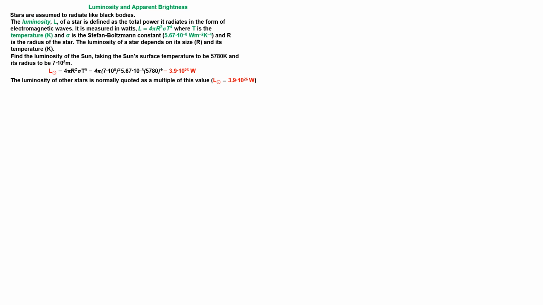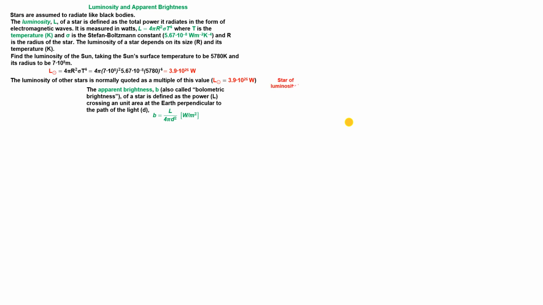What we actually measure on the Earth with a telescope is not luminosity, but a different quantity called the apparent brightness of a star. The apparent brightness of a star is defined as the power crossing a unit area at the Earth perpendicular to the path of the light. Thus, the equation for the apparent brightness of a light source is given by the luminosity divided by the surface area of a sphere, with radius equal to your distance from the light source. The unit is watts per square meter.